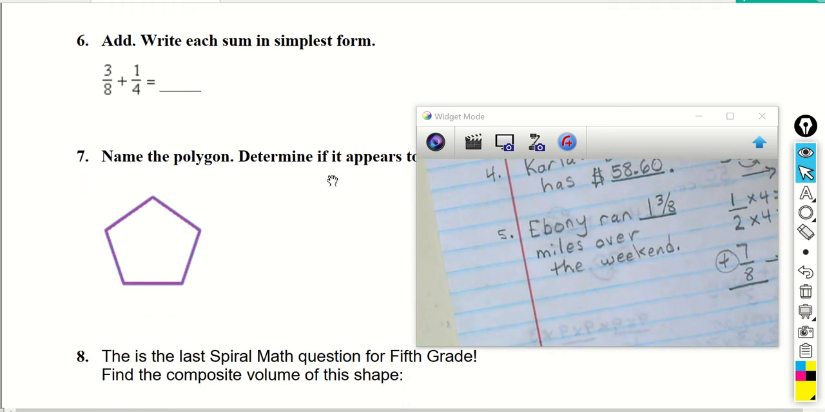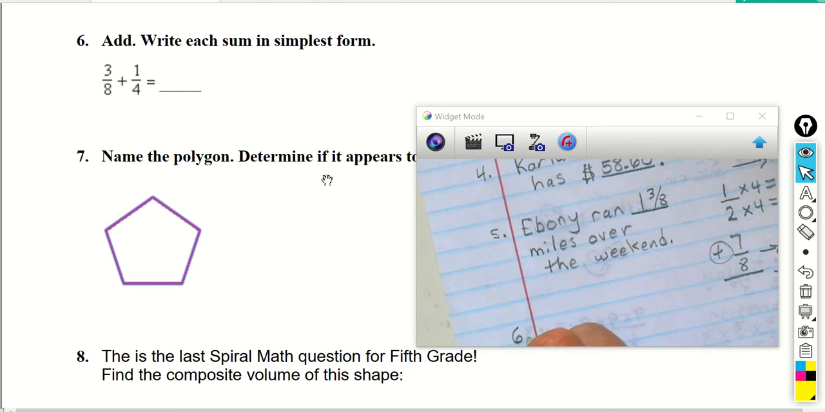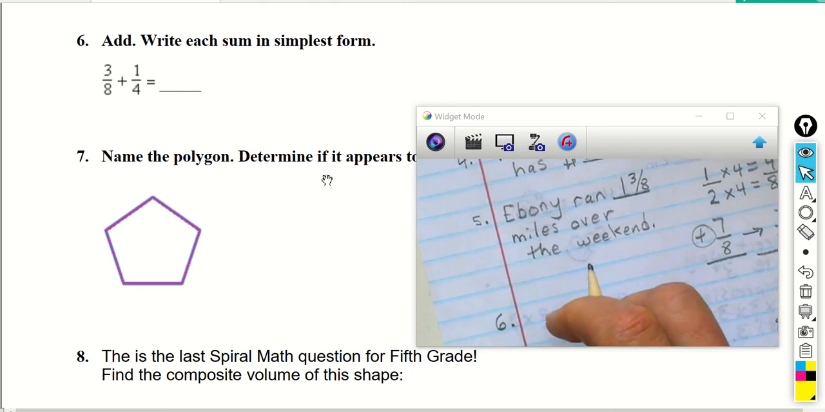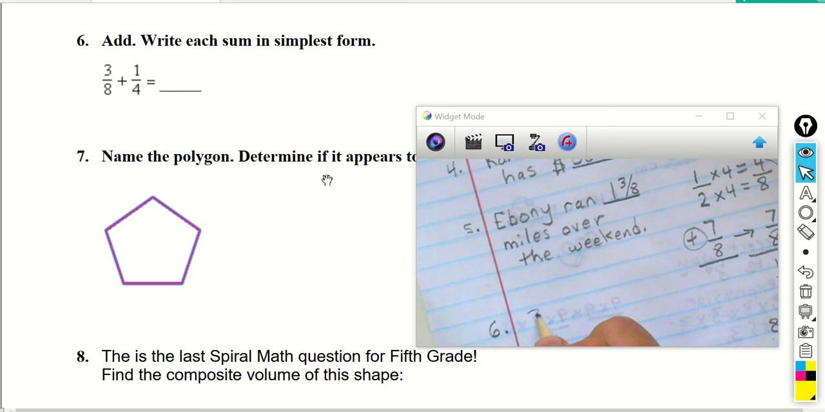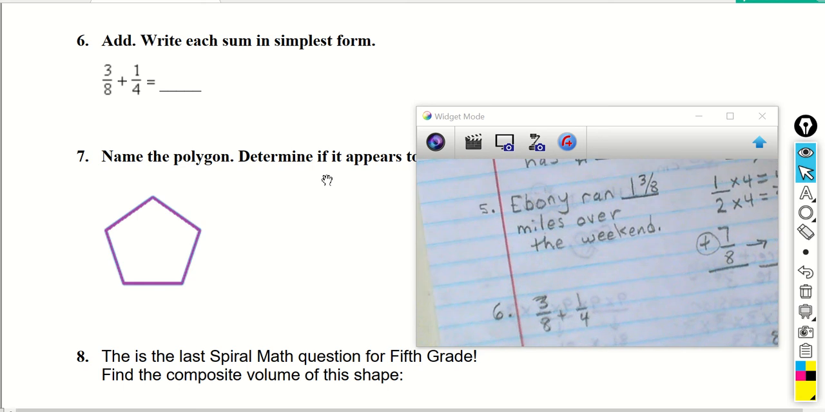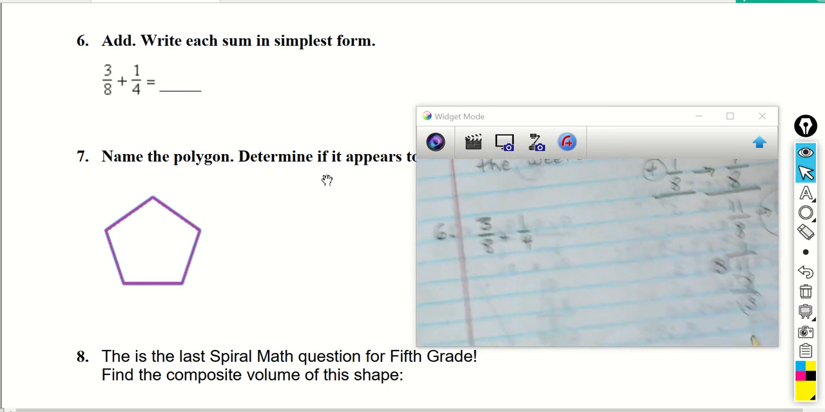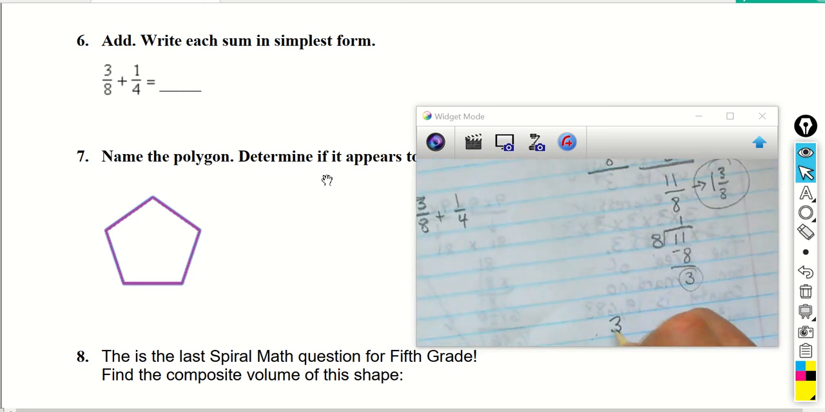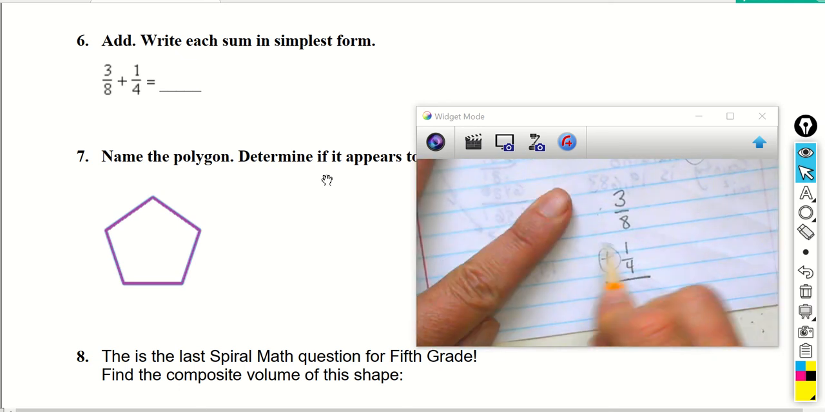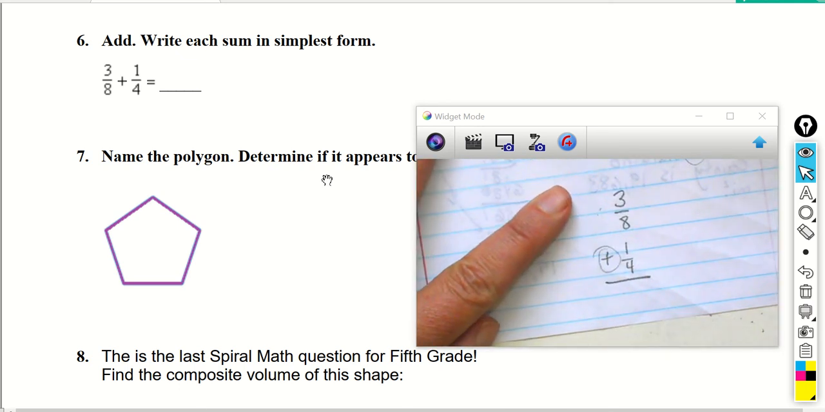Let's take a look at number 6. All right. This time we're going to be adding. We're going to write the sum in simplest form. So I'm just going to write my expression out, 3/8 plus 1/4. Now, boys and girls, what I'm going to do is I'm going to move down here and just write out my expression, 3/8 plus 1/4. Circle it, make sure that I'm adding, not subtracting, good.